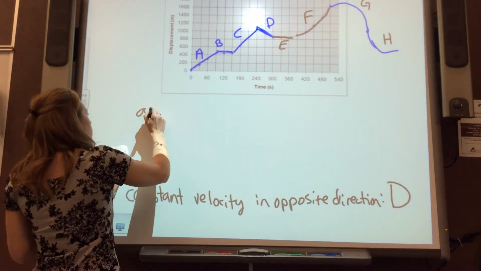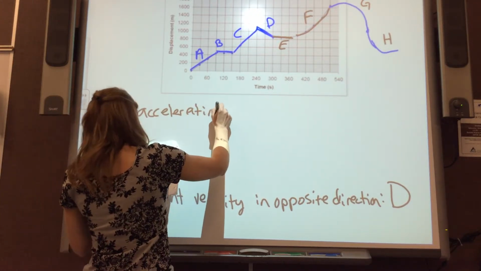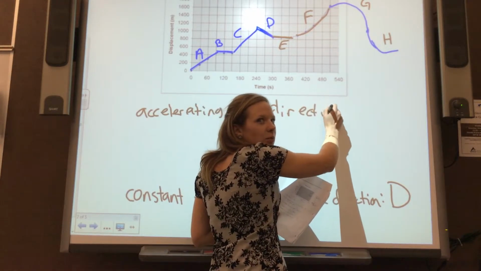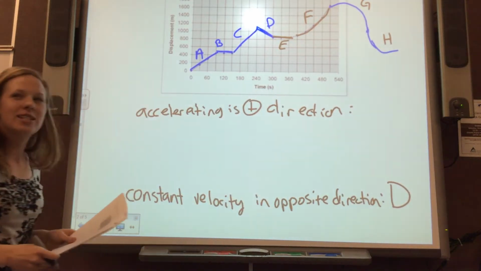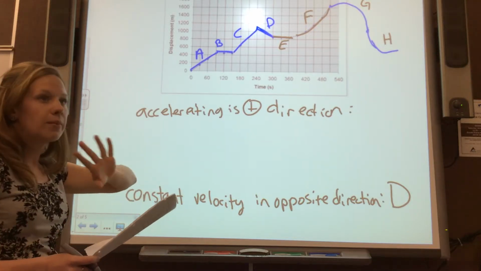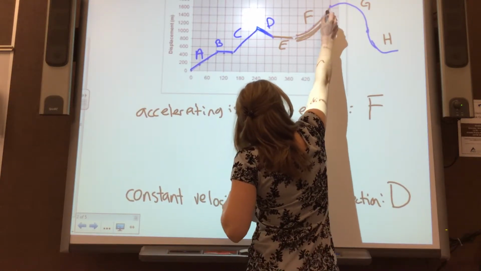Okay. Let's say which one is accelerating in positive direction. I'm watching you, Lane. So acceleration in a positive direction. It's not going to be a constant velocity, it's going to be accelerating. So it's going to look a little different than velocity. But yeah, F. Right? Because it's kind of swooping up. So I'm accelerating. I'm going faster.